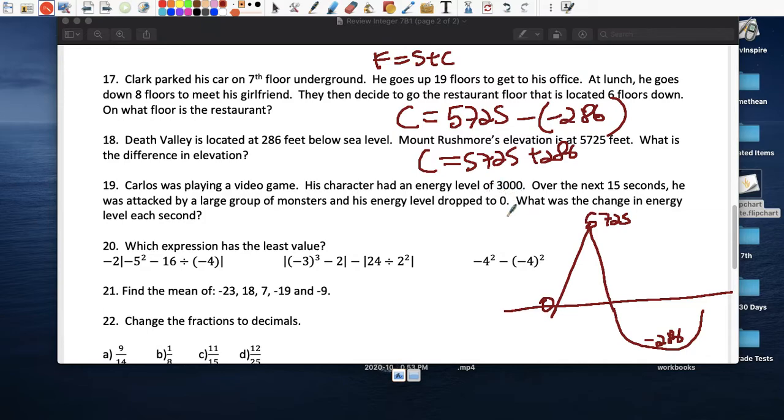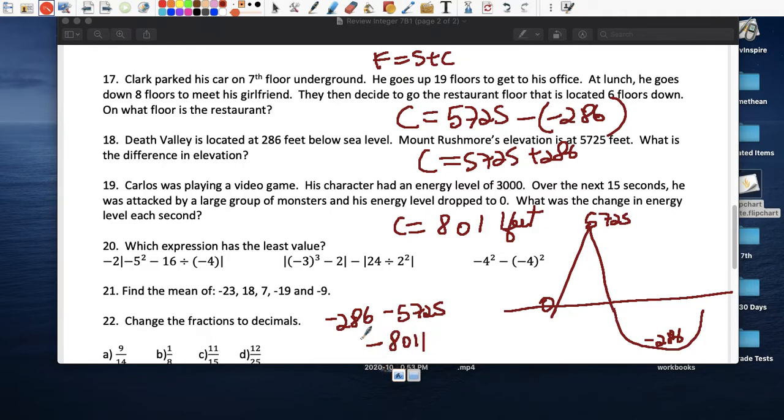and that ends up being 8,011. So the difference between these two elevations is 8,011 feet. Are we talking about feet? Yes, feet. Now, if you did it the other way, where you actually put the start as -286, and then you did minus 5,725, and you got negative 8,011.